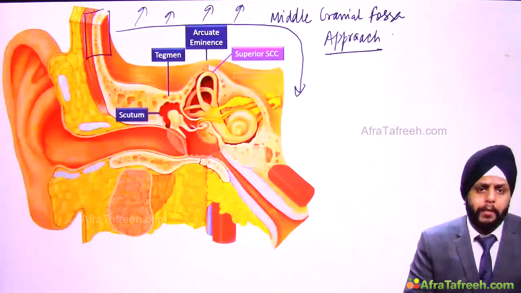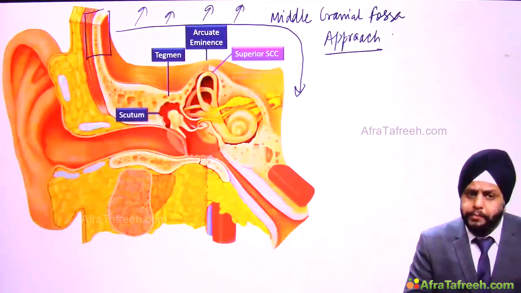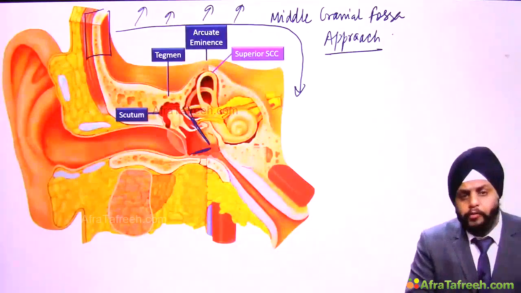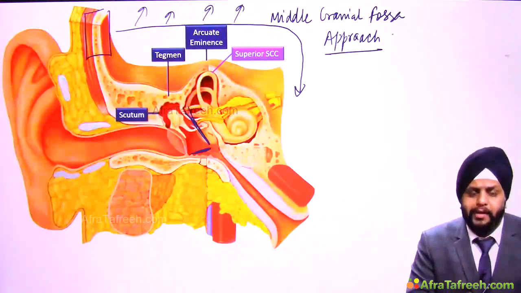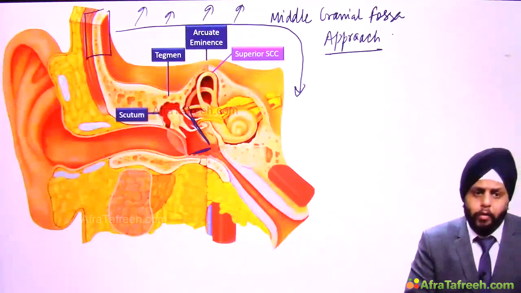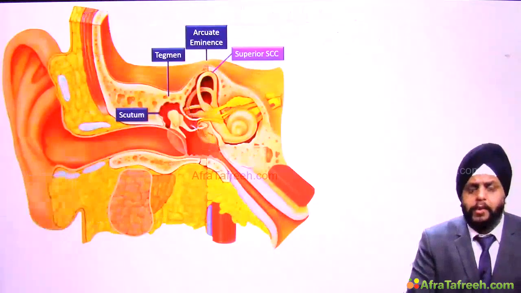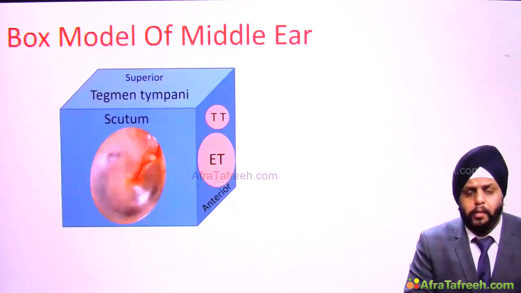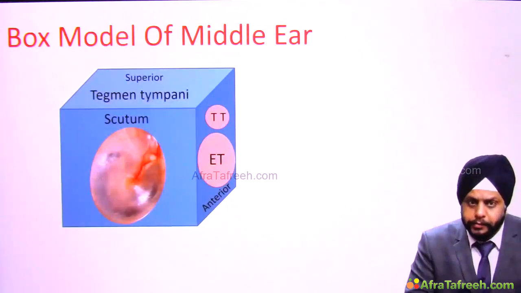Right, now we have seen the lateral wall, we have seen the superior wall or the roof. We can see that there is a medial wall, there is a floor. Similarly, there is an anterior wall, there is a posterior wall. So this middle ear is actually like a box. Before we go forward, let's discuss the box model of the middle ear.